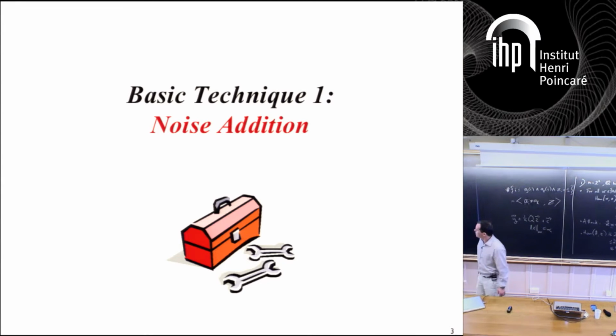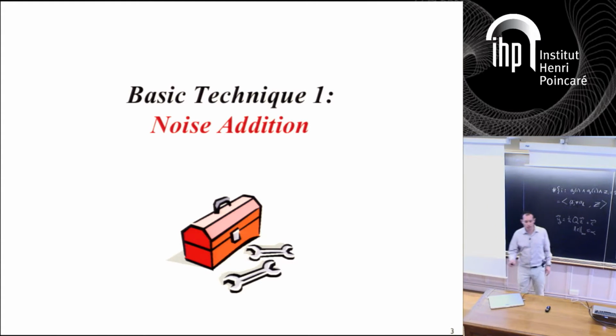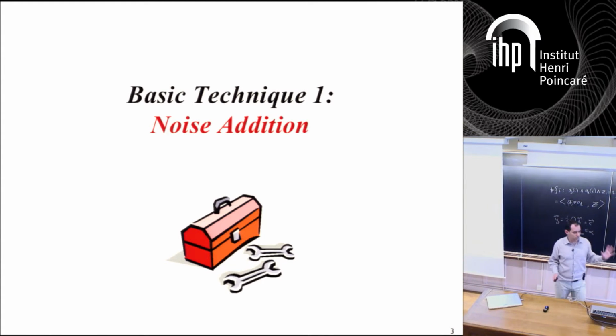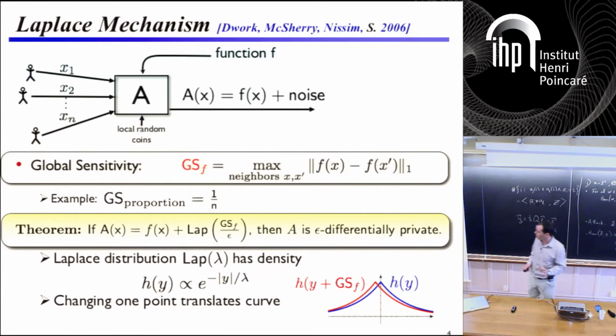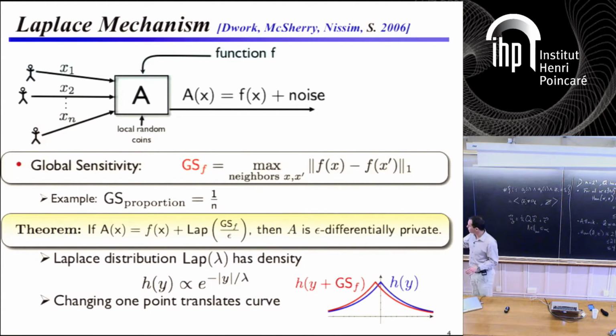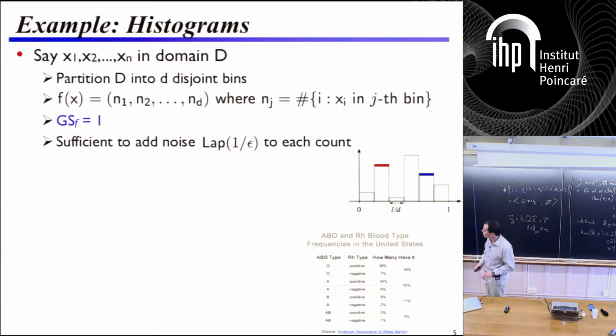OK. So basic techniques. Let's look at our first one. This is the one we've already seen, noise addition. So let's just recap where we were. We had this notion of global sensitivity of a function, and we can add noise proportional to that global sensitivity. Let's just look at one more example.